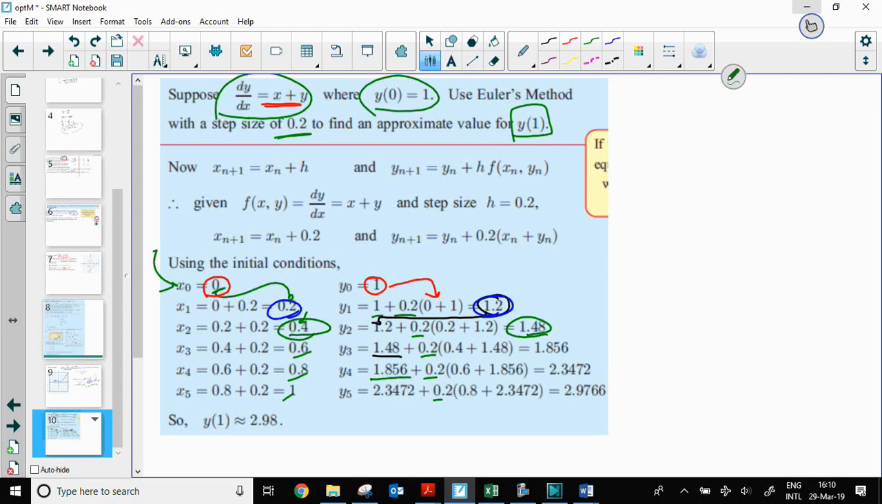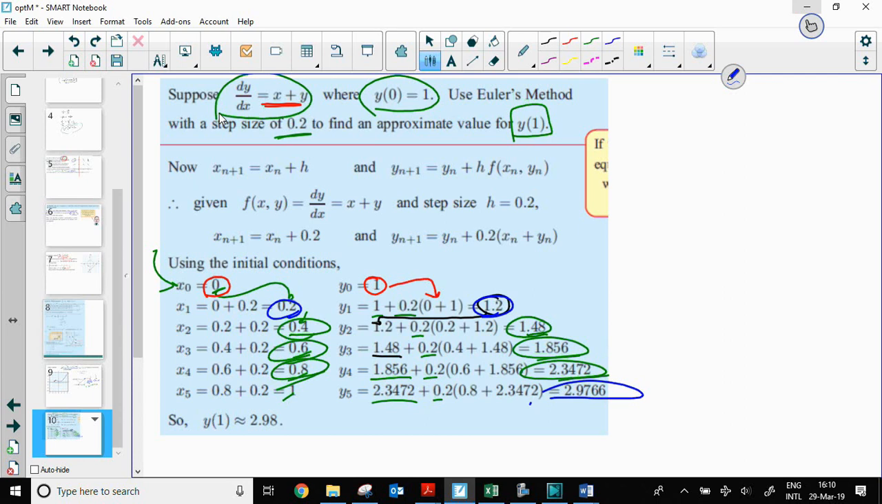It's 1.856 plus 0.2 times 0.6 plus 1.856. That gives us 2.3472 plus 0.2 times 0.8 plus 2.3472. Finally, we get an answer here, and then we're allowed to round that to 3 significant figures. It's 2.98. Do not round early on, otherwise that'll certainly get you a wrong answer. Save your rounding for the end.